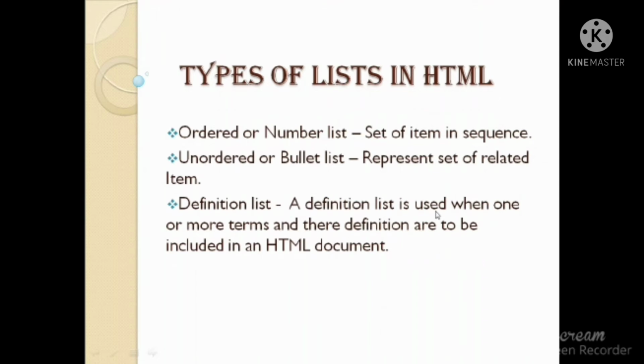So next is our definition list. A definition list is used when one or more terms and their definitions are to be included in an HTML document. So basically definition lists are used when you have headings and their subheadings, or you can also say lists in lists. Okay, so let's proceed.